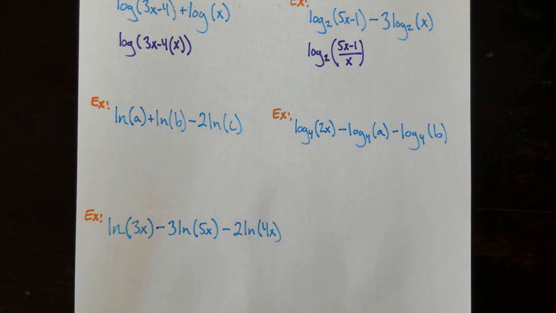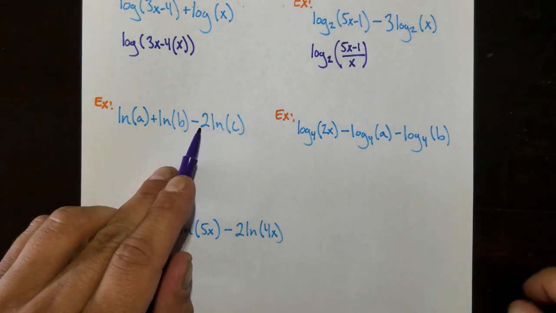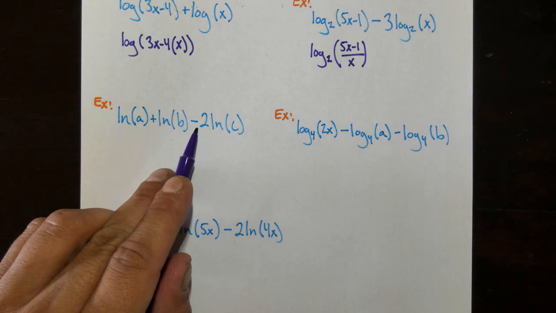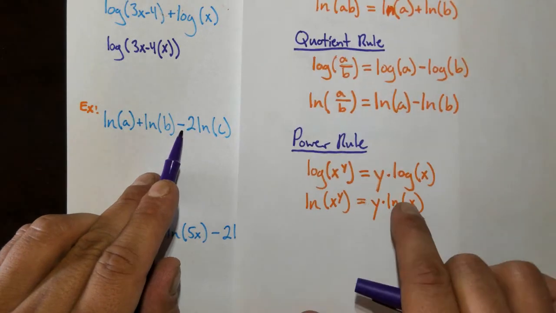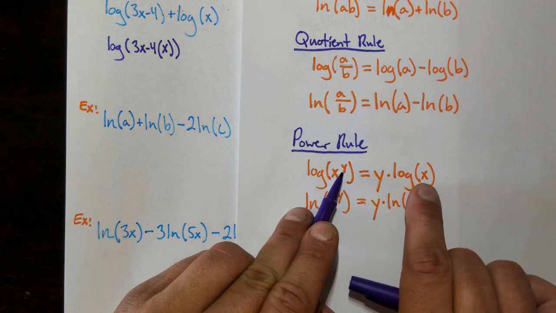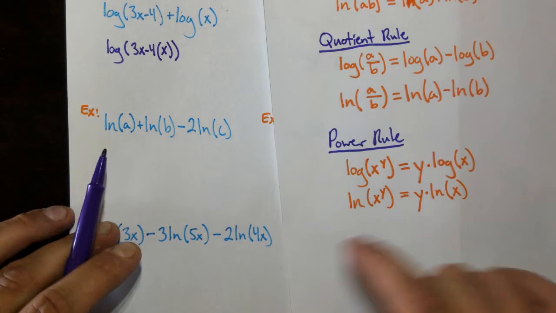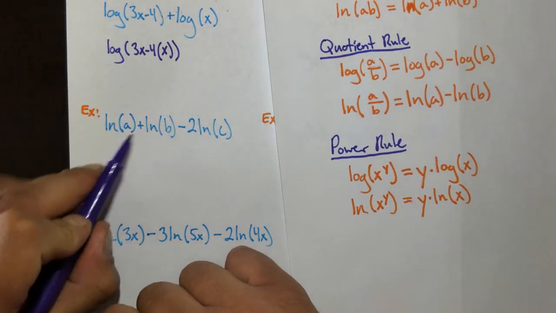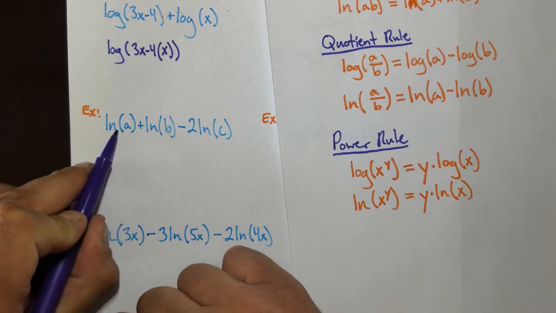So notice that I have this 2 out front. That's what's different from on this one. Well, if we look at our power rule, we can rewrite it. If it's out front, we can write it as an exponent of whatever is in the log. So we're going to want to do that.